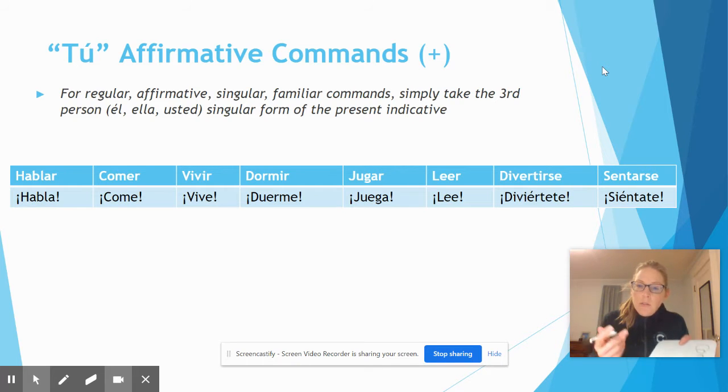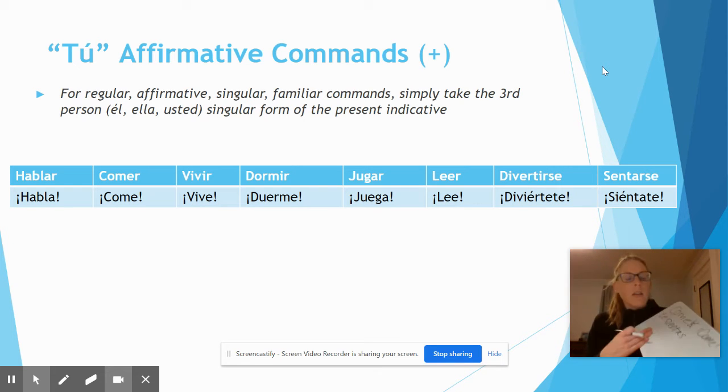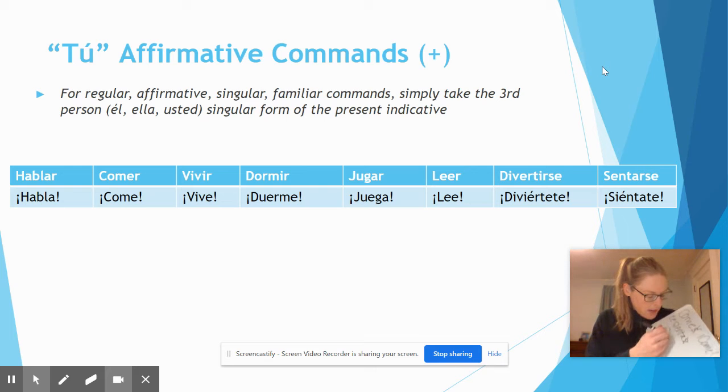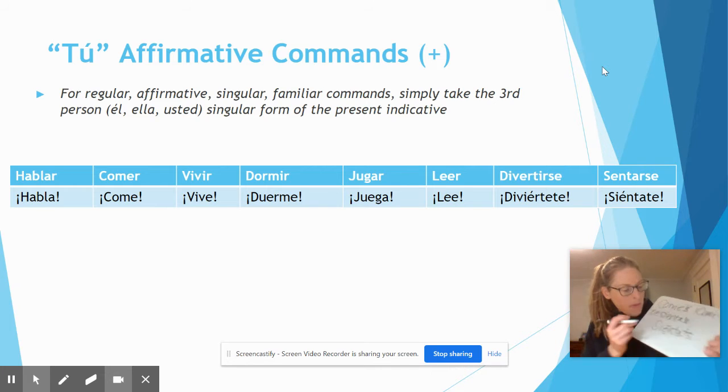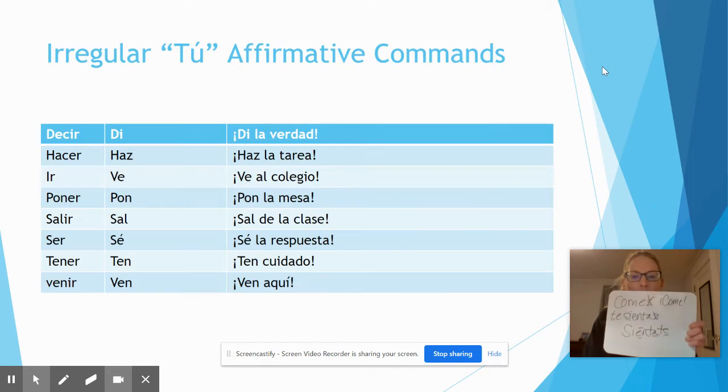If it's a reflexive verb like sentarse, like sit down, you put it in the tú form, te sientas, drop the S, but then you have to attach the te and add an accent. Siéntate. Typically, it's the third vowel back. These are your negatives. These are your irregulars, los irregulares.